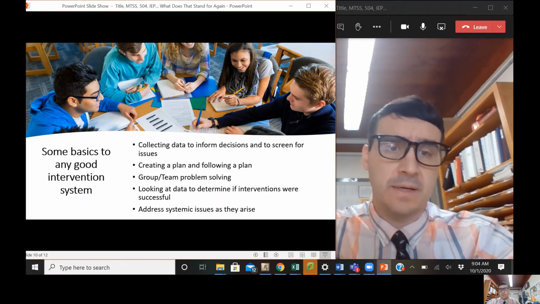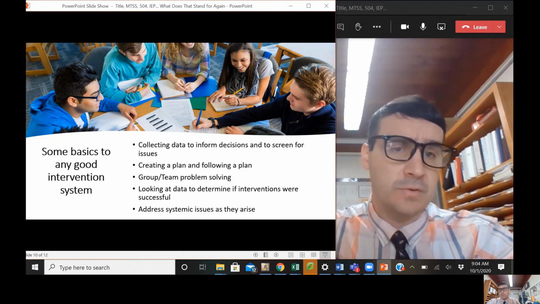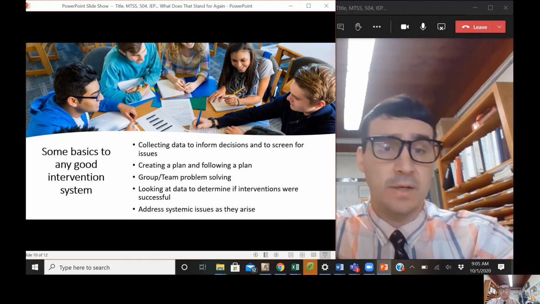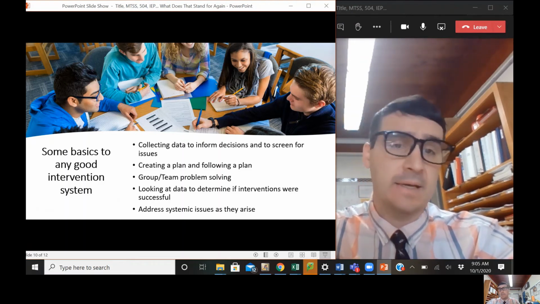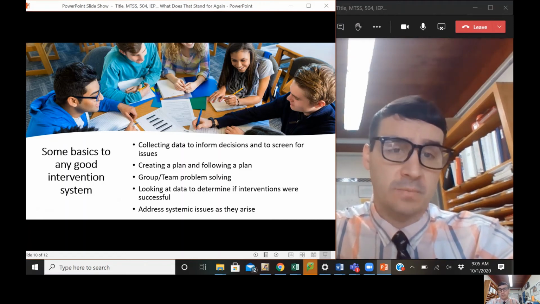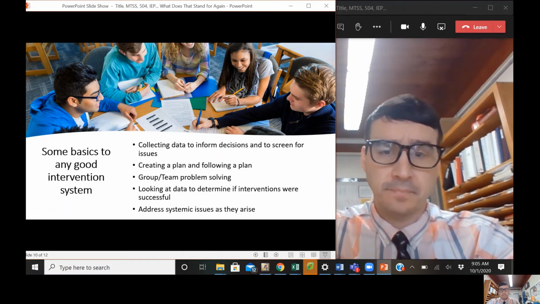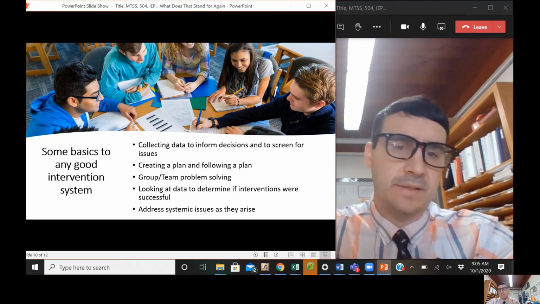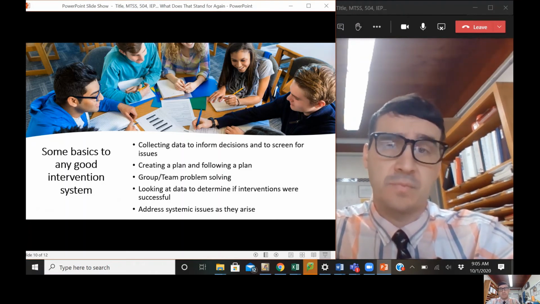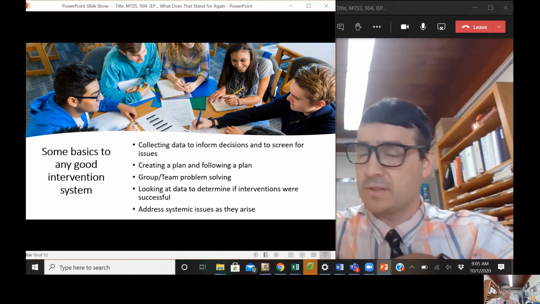So MTSS does a few things. One, it catches problems early. It generally reduces referrals to special ed, and it makes the referrals you do have more successful, because you can use MTSS data in an IEP referral to show that you've been providing supports and you're not seeing the progress from the supports. The reason I say that is that these aren't funneling systems for IEPs. They can be used within the process to make the special ed process better.